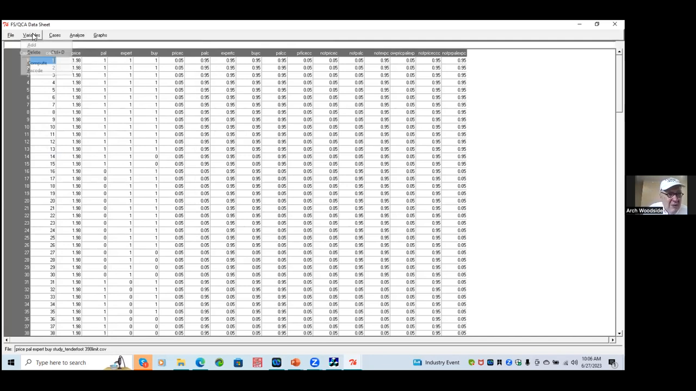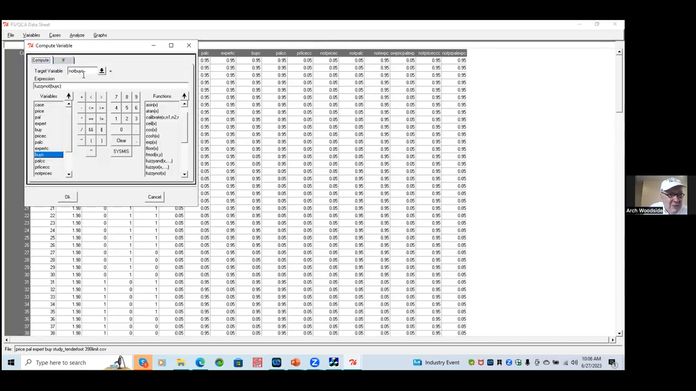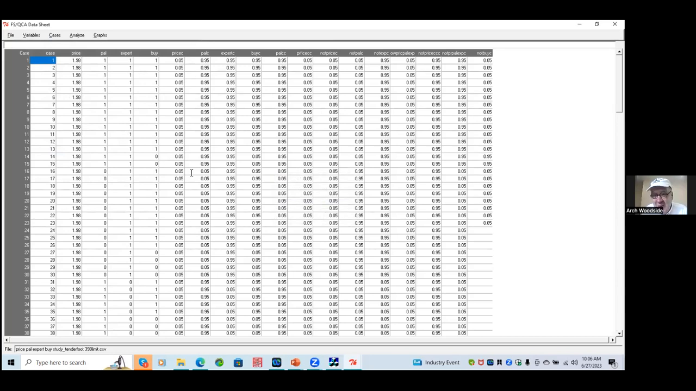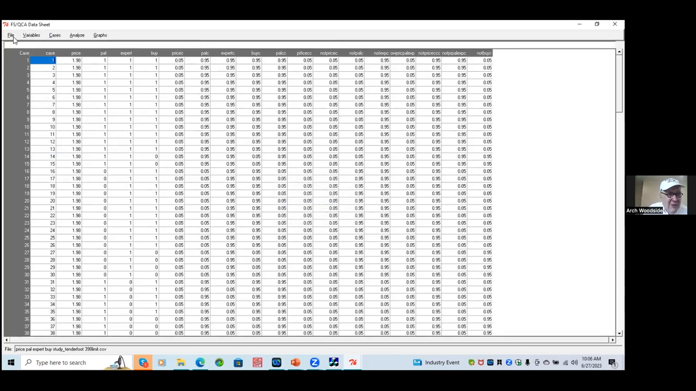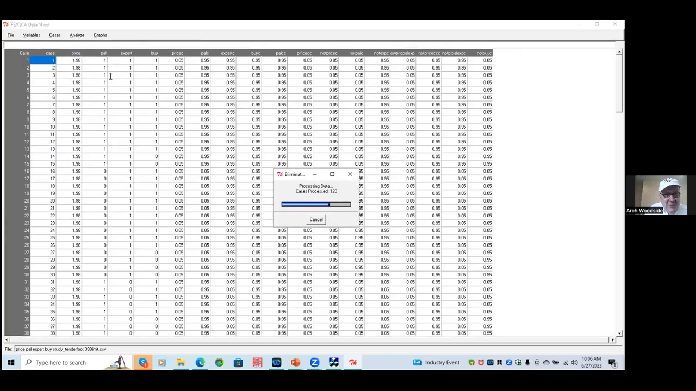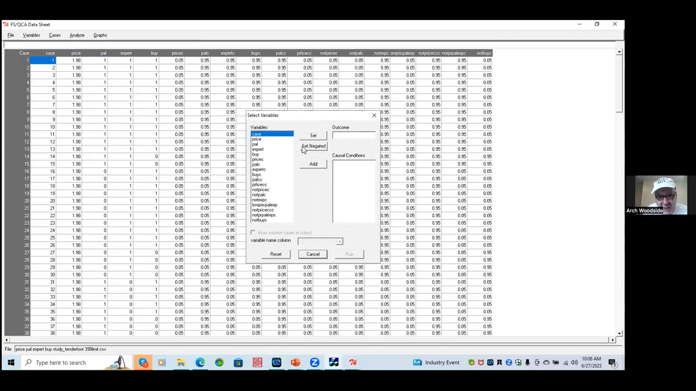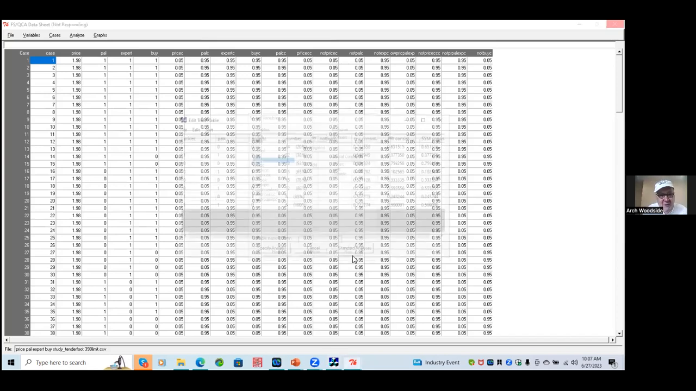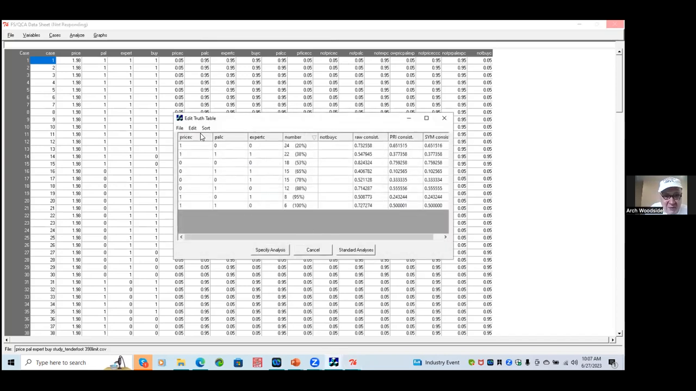Let me try it again. Variables, compute, not buy. Okay. And there it is. There's not buy. I'm going to save it, and then I'm going to run the analysis to predict not buy. Fuzzy truth table, and predicting not buy using the price, PAL, expertise. Run. There's the truth table.